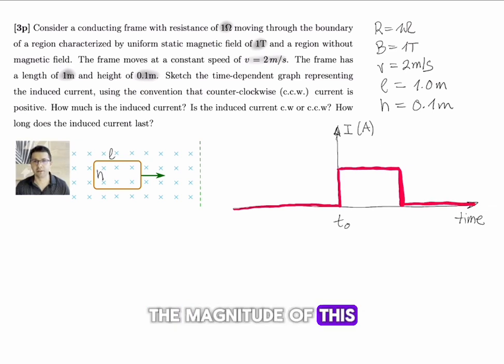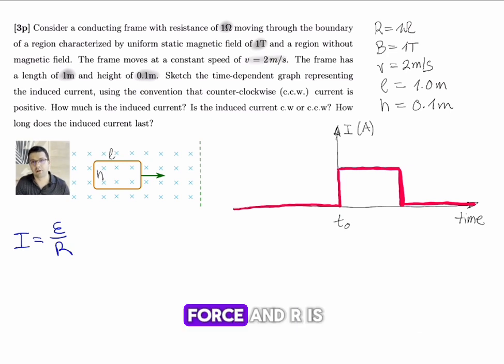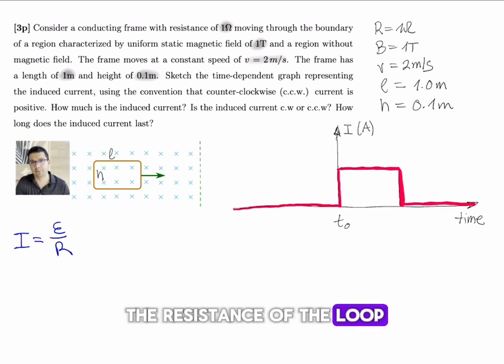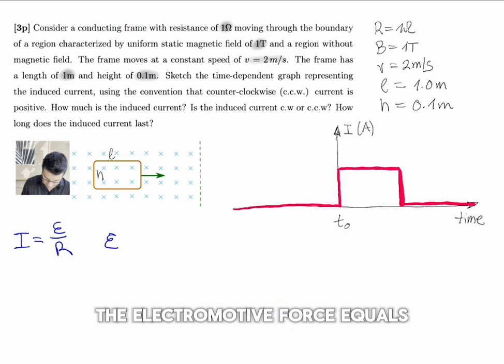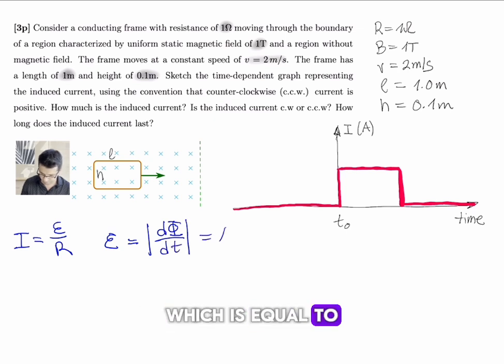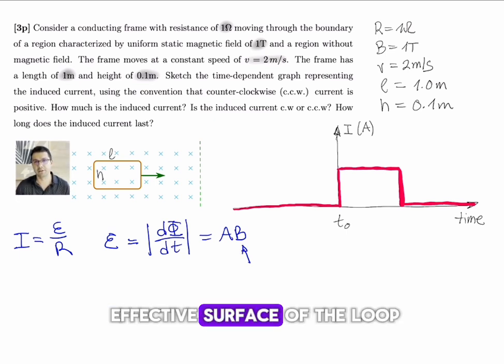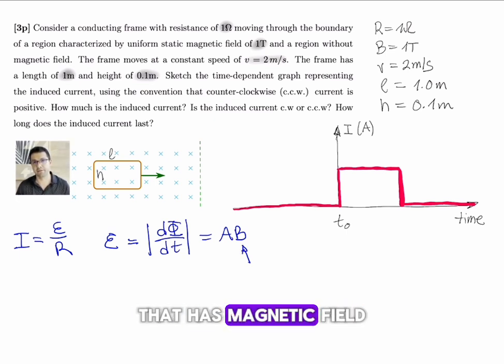The magnitude of this current can be calculated from Ohm's law, I = ε/R, where epsilon is the electromotive force and R is the resistance of the loop. The electromotive force equals the absolute value of the time derivative of the flux going through the loop, which is equal to d(AB)/dt, where B is the magnetic field and A is the effective surface of the loop that has magnetic field in it.